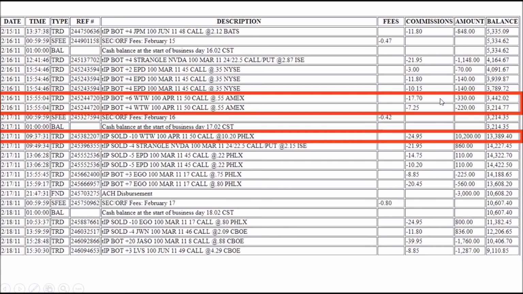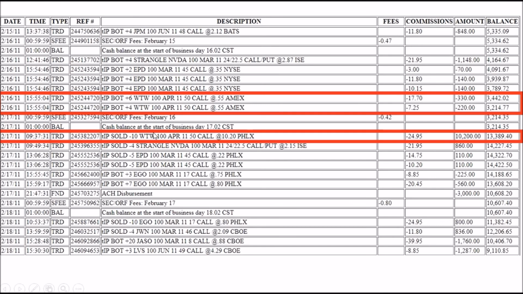So if we go over to the right, you can see the total amount I paid was the $330 plus the $220. So it cost me $550 to buy this Weight Watchers call for an earnings play, betting that Weight Watchers would go up after earnings.